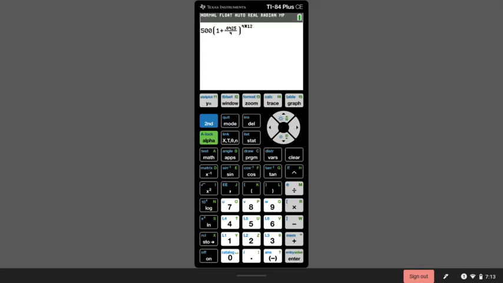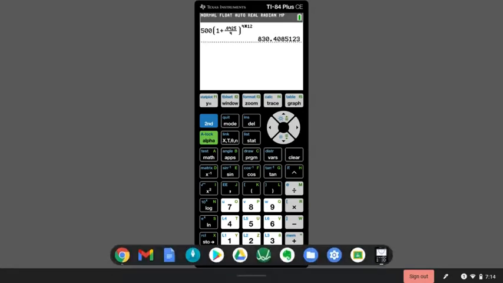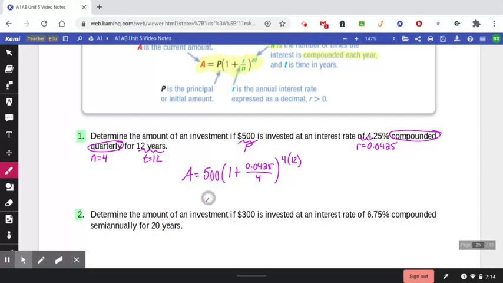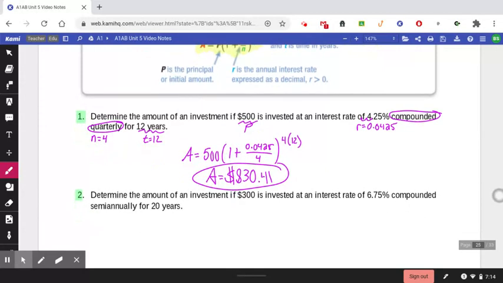Please make sure you actually try this in your calculator. It's important to get the practice. We hit enter, and remember, when we're dealing with money, we always round to the nearest hundredth place. So the 0 gets rounded by the 8. So this is 830 and 41 cents. All right, so you made about $330.